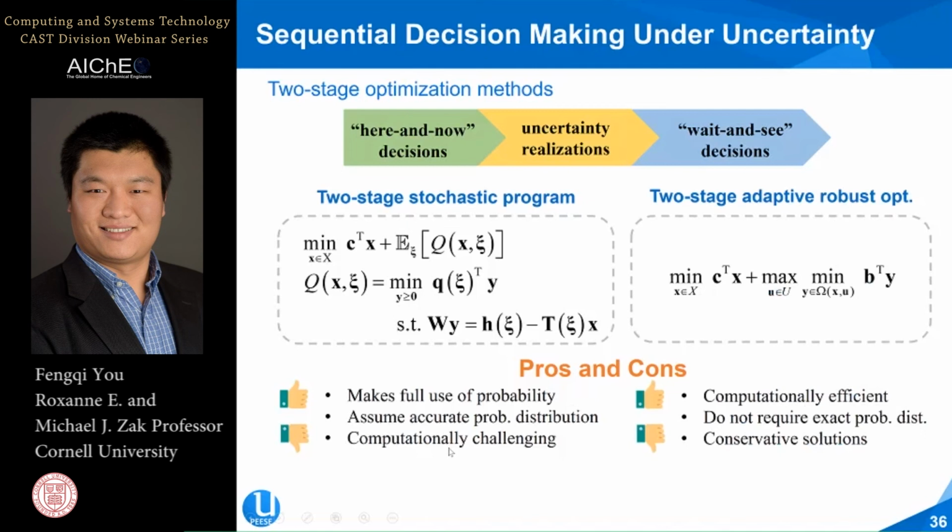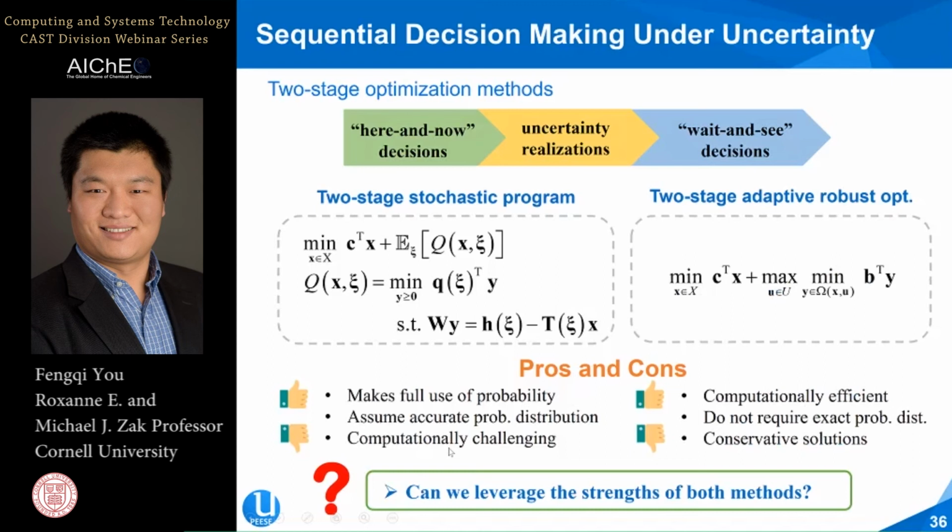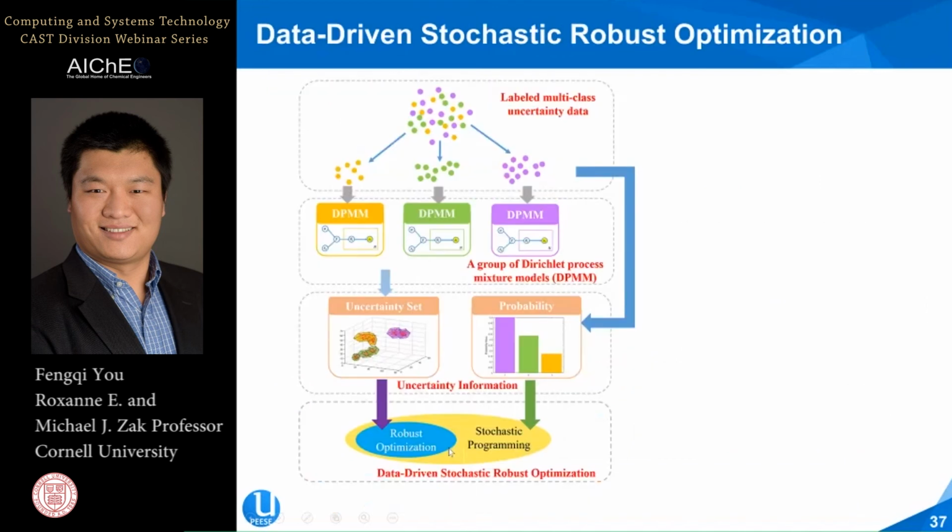For robust optimization, on the other hand, computation is relatively efficient compared to stochastic programming, and it does not require the exact probability distribution. But sometimes people say you could end up with conservative solutions because they hedge against the entire parameter space. So the research question is: can we leverage the strengths of both? And of course, the answer is always yes, we can. What we do here is called data-driven stochastic robust optimization.